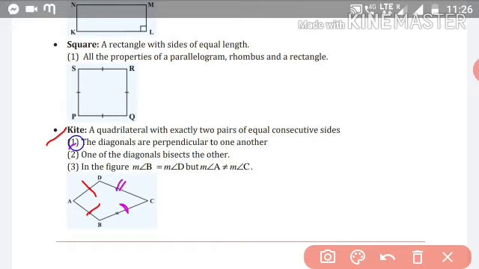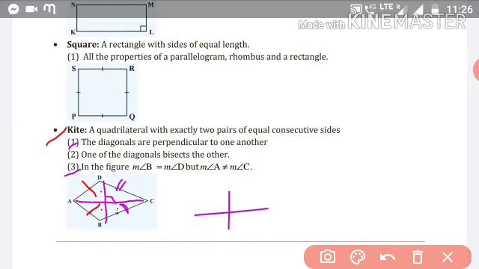Now point number 1, the diagonals are perpendicular to one another. Now if you draw the diagonals here, how will you draw them? You will join AC. This is one diagonal, and the other diagonal you will join DB. Now their diagonals will be perpendicular to one another. Means this will be what? 90 degrees. 90 degrees means all these angles formed will be 90 degrees. And one of the diagonals bisects the other. Means one diagonal is bisecting the other. Bisecting means it just crosses, isn't it?